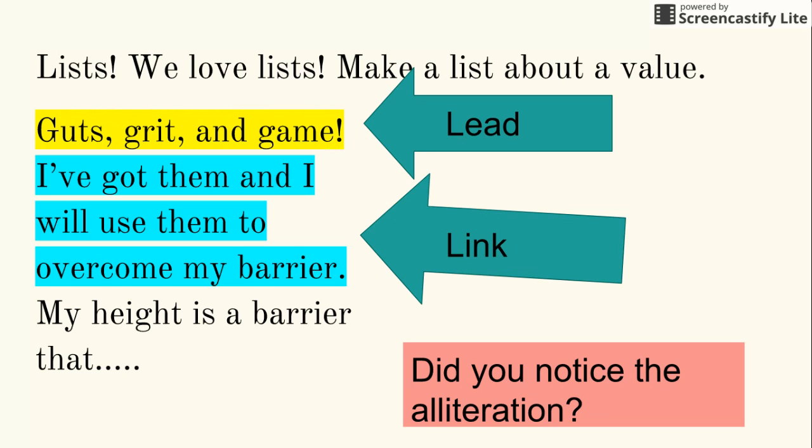So you can see that my lead is a list of 3 words that have to do with the courage I'm going to use to overcome my barrier. In the linking sentence, I talk about those 3 things. I say, I've got them. And then I also include a word from my thesis statement, barrier. So that linking sentence links the creative lead to the formal thesis.